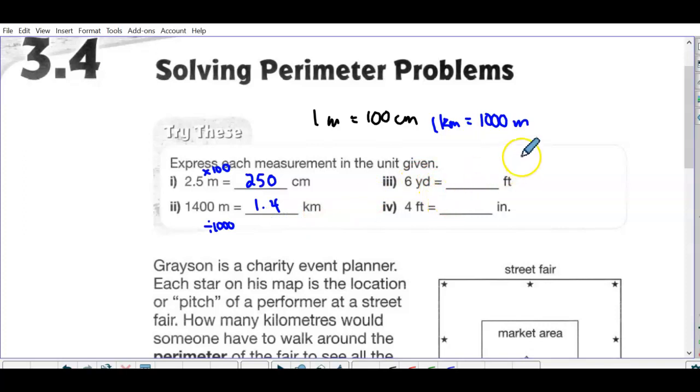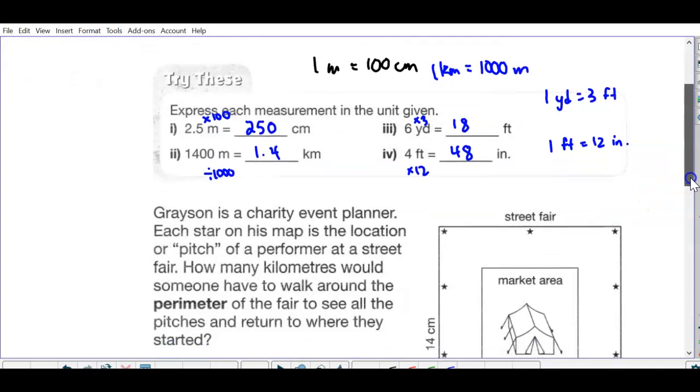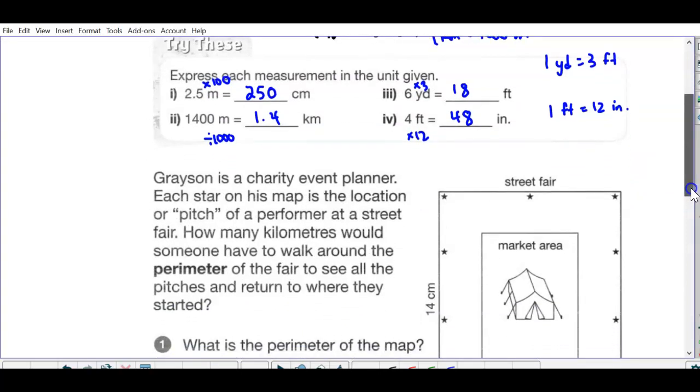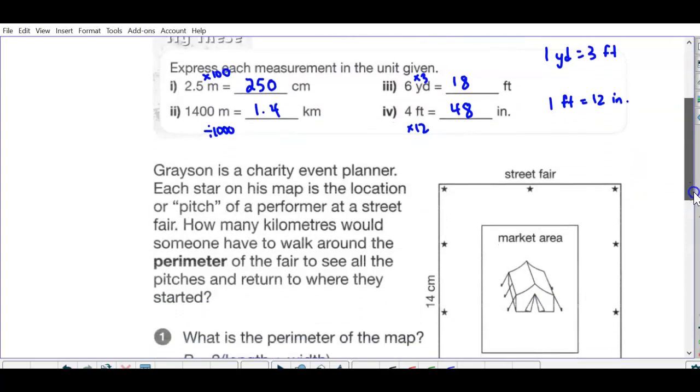Then in imperial, remember there are 3 feet in 1 yard. So if we have 6 yards, 6 times 3 is 18 feet. In 1 foot, there are 12 inches. So we'd multiply by 12 here, that'd be 48 inches. All right, so that's just a few reminders of conversions.